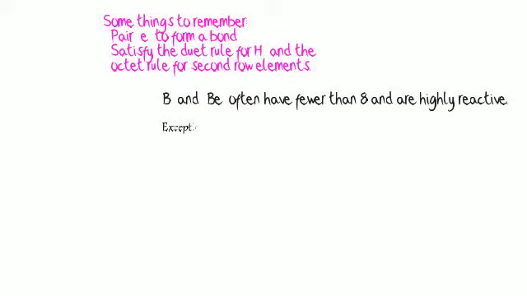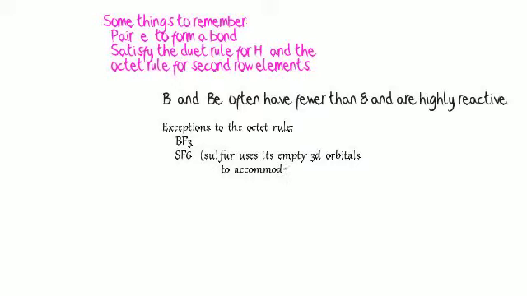So in chemistry, there's always a couple of exceptions to the rules. Here are exceptions to the octet rule: BF3, SF6. So sulfur uses its empty 3d orbitals to stuff electrons in. And that's how it does it. So it accepts more than 8.